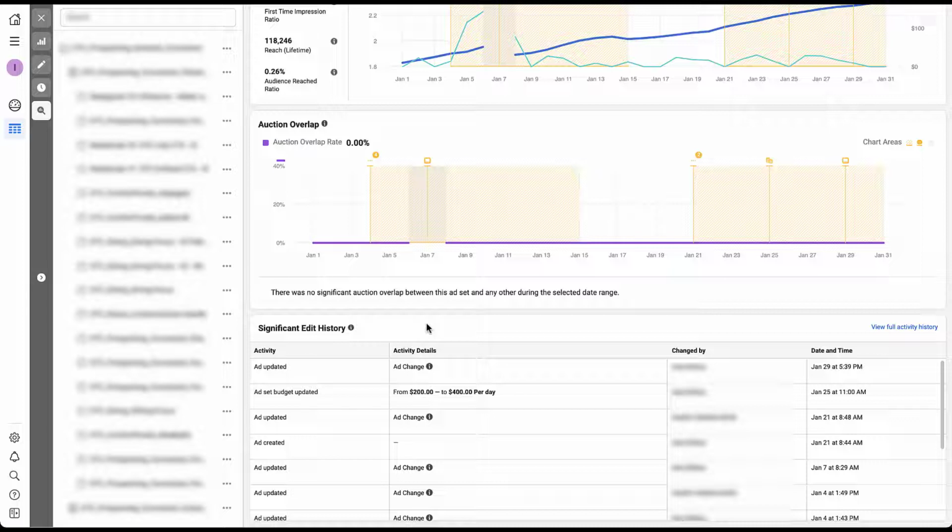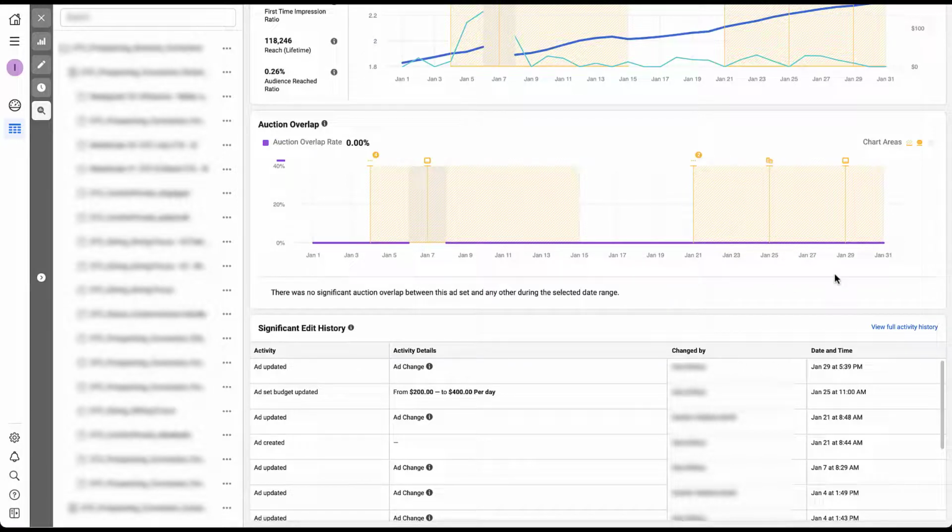So each time you're reading one of these charts, I'm just going to look at the auction overlap report here, and you'll see why I looked at the other account for that, because there's no auction overlap for this audience. But here we'll see that there is significant edit history. So we can see that there's a change here on January 4th. There was another one on the 7th, and there are going to be some other ones down here on the 21st, 25th, 29th. And you'll see here that the 29th, those are going to be the line items that are up here at the top.